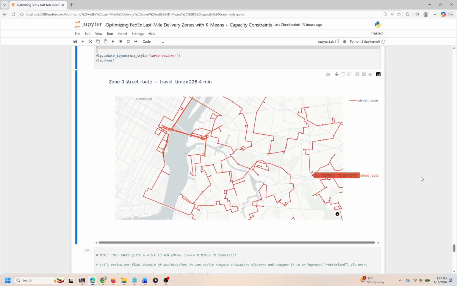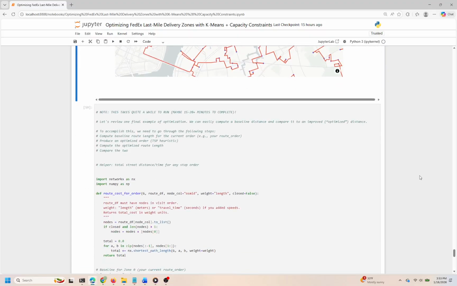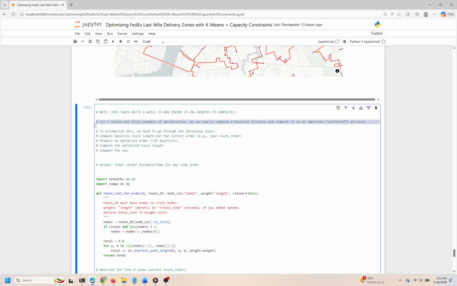Cell 15. In this cell, we are delving into a fundamental optimization task where we compare the distances of a baseline route against an optimized route using a traveling salesman problem heuristic. This comparison can be crucial for logistical planning, ensuring that routes are as efficient as possible, thus saving both time and resources. To start this process, we first compute the baseline route length based on the current order of stops.